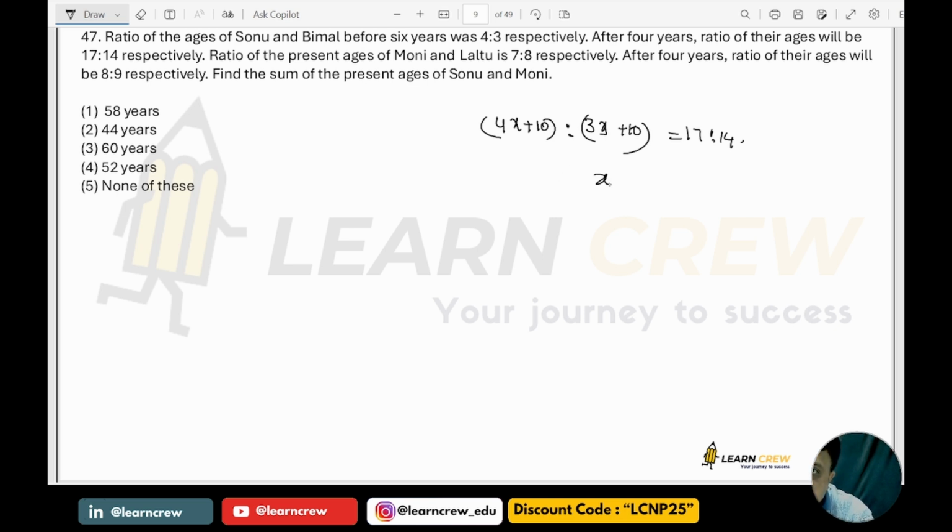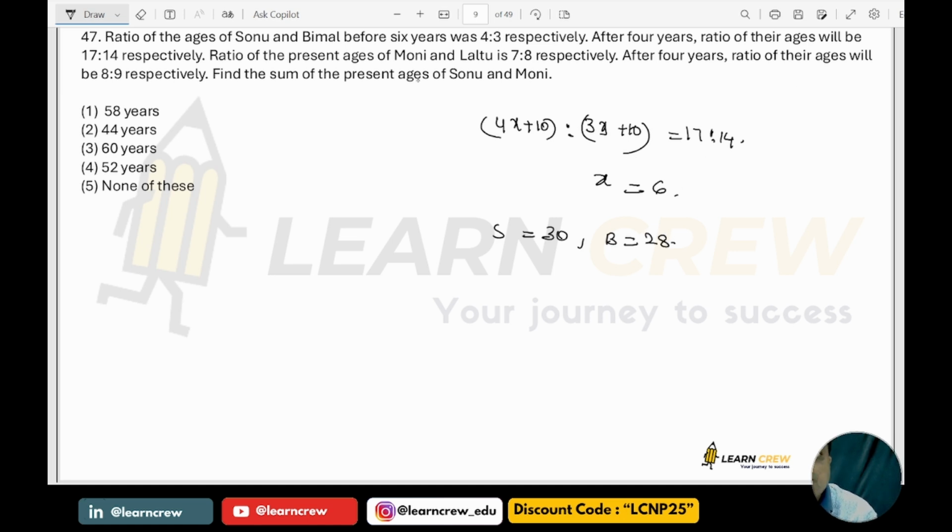I will get x as, so 4 into 14 is 56, 17 times 3 is 51, 5x. So I will get 5x is equal to 30, thereby x is equal to 6. X is equal to 6, thereby present age of Sonu. Sonu present is 4x plus 6, which is 4 into 6, 24 plus 6, 30. And present age of Sonu is 30, right? And present age of Bimal would be 3 into 6, 18 plus 10, 28.